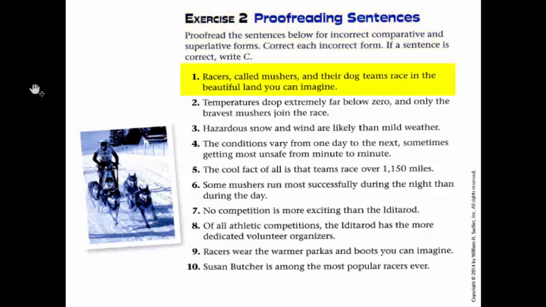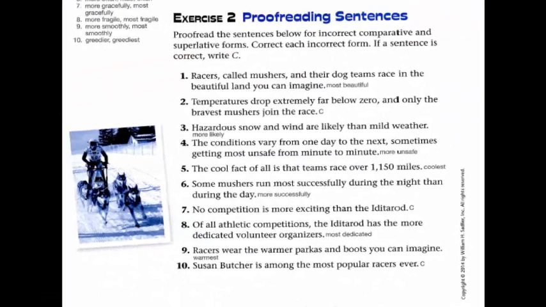Racers, called mushers, and their dog teams race in the beautiful land you imagine. Is this sentence correct? Think. Exactly. It is incorrect. Why? Because this sentence should be in the superlative degree. Beautiful should be most beautiful. Now stop the video, do the activity on your own, and then check your answers and give yourself a mark out of 10. Here is the answer to exercise number 2.